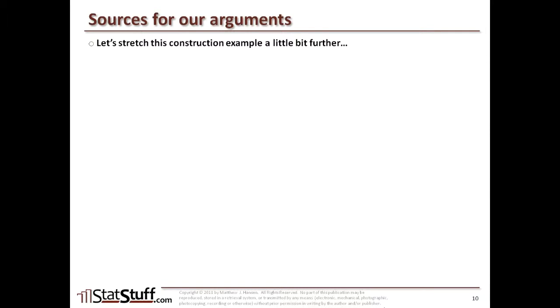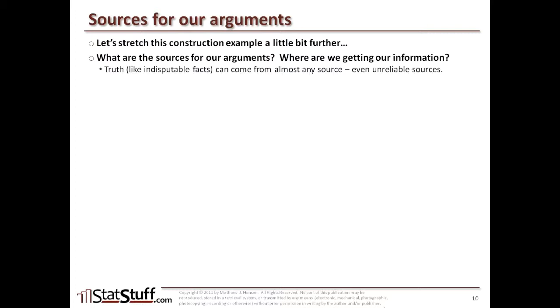As we stretch this example a little bit further at the end here, we want to ask ourselves, what are the sources for our arguments? Where are we getting our information from in the first place? Truth, like an indisputable fact or absolute truth, can come from almost any source. It could even come from an unreliable source.